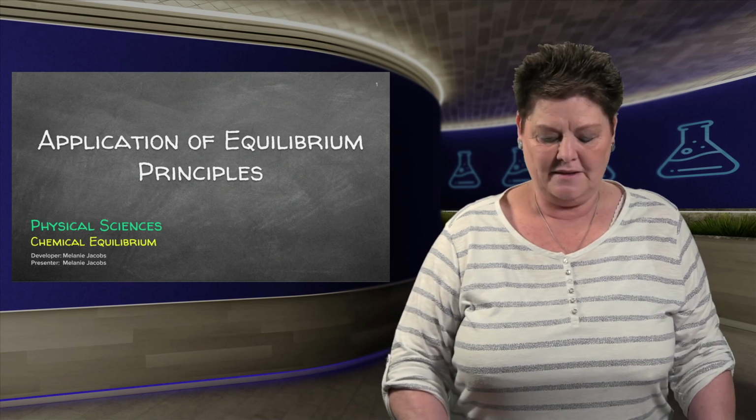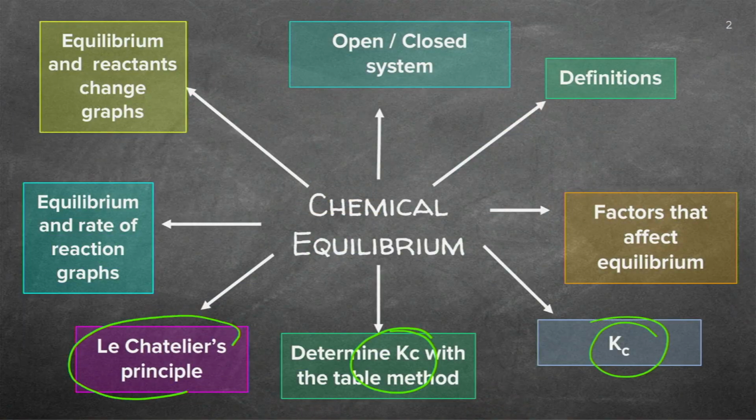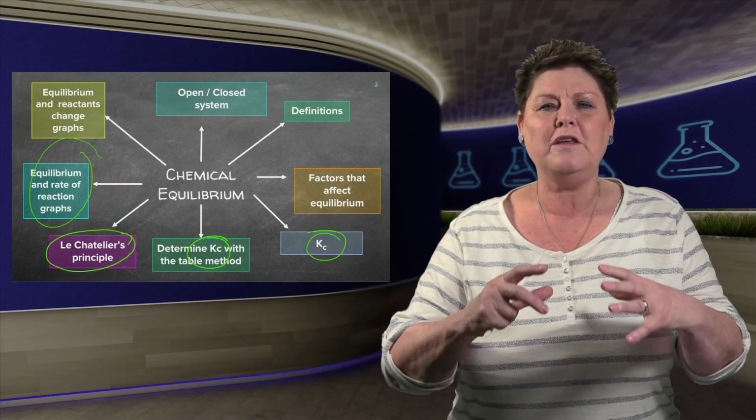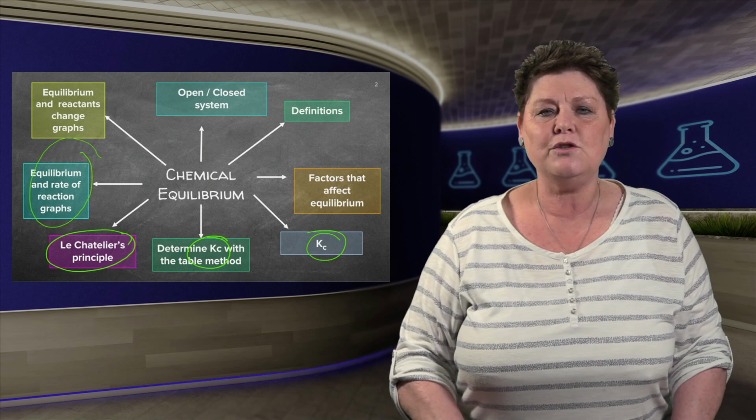We've done the Kc values, we've done the table, we covered Le Chatelier's principle in terms of the favoring of one of the reactions, and we're now going to have a look specifically at the graphs, because we can put all of these findings in a graph, which is easy to see.